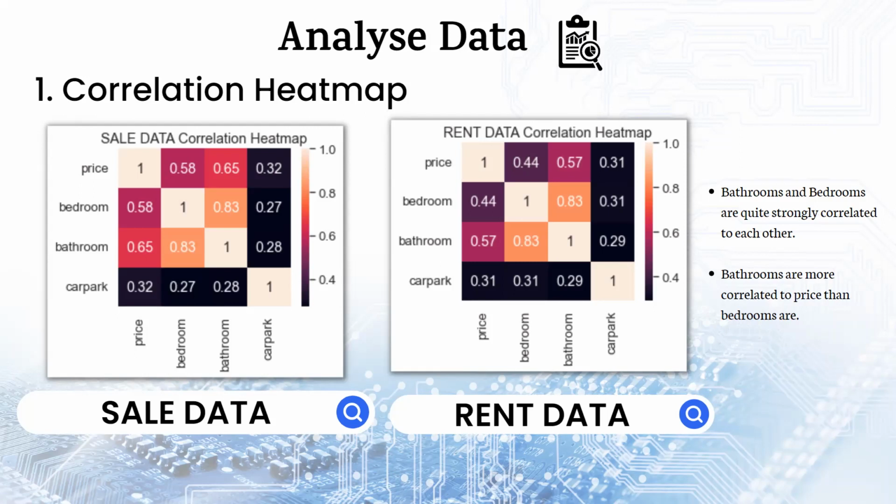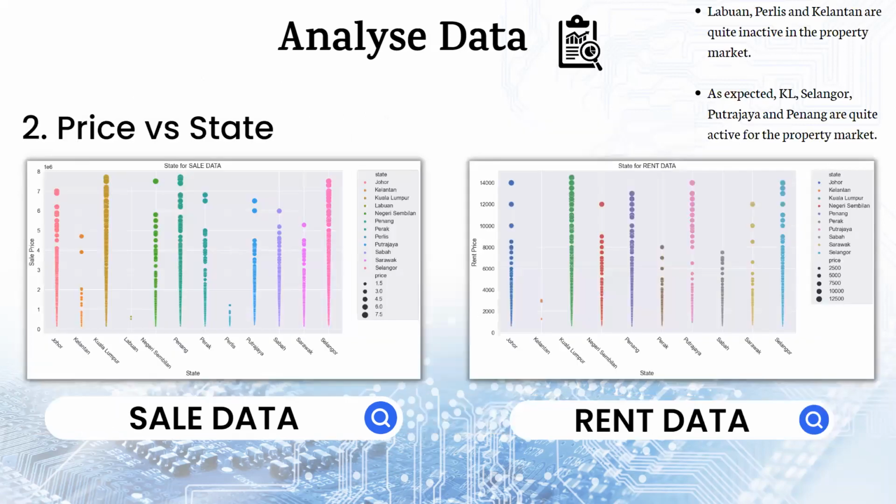My takeaway would be the number of bathrooms will affect the selling price and renting price more than the number of bedrooms. So this is quite a valuable insight. Next here, we have the comparison between the price and state. So as expected, Kuala Lumpur, Selangor, Putrajaya, and Penang each has the highest selling price and the renting price, as you can see on the screen right here.